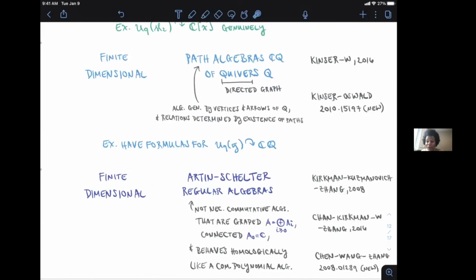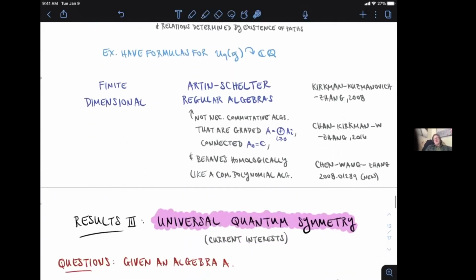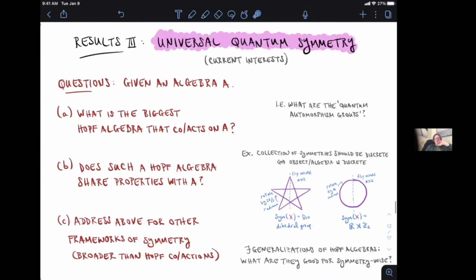Okay, any questions on genuine quantum symmetry? Can you compute the full group of quantum symmetries? What does it form? Does it form an algebra, a Hopf algebra itself?